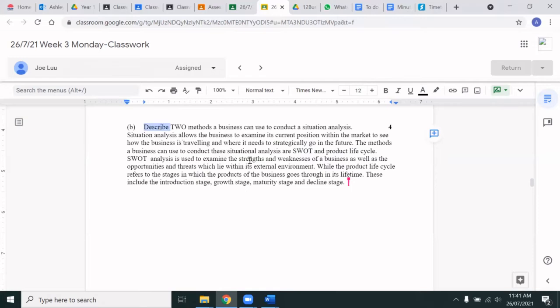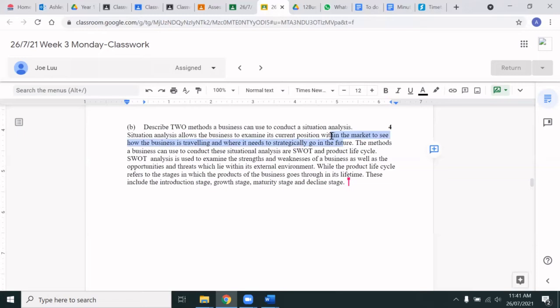Now at a quick glance here, I'm not seeing enough detail to get 4 marks. Okay. And once again, it's not about how much you write, but you need to be able to write enough to be able to describe rather than just to outline. Yeah. If you write a lot and it's not going to be a description, well, you're not getting the marks either. All right. So a situation analysis is used to examine its current position within the market to see how business is traveling and where it needs to strategically go in the future. Yeah. I'd start off with a definition, and I think that's reasonably good.